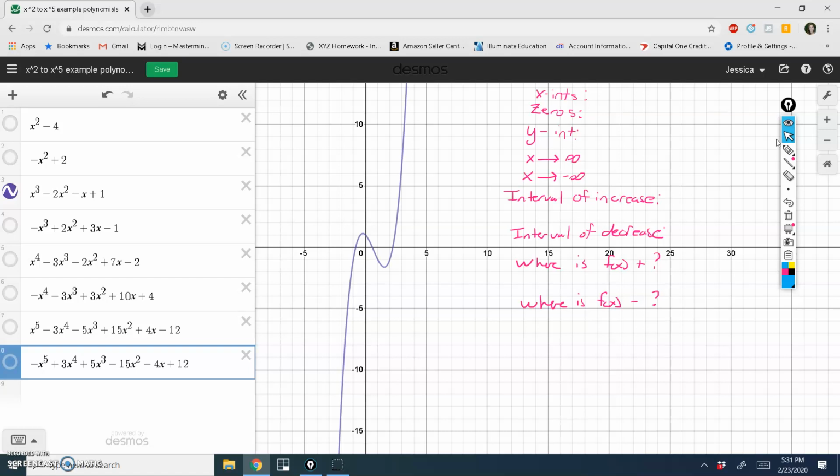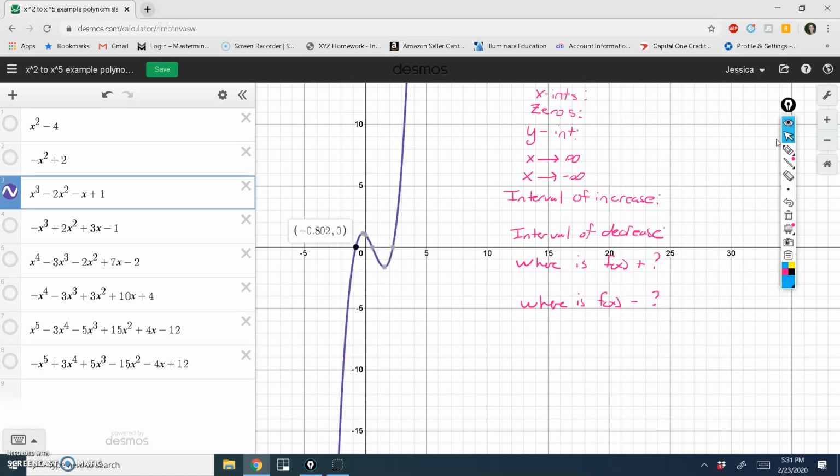Alright, where are the x-intercepts? Well, the x-intercepts are where the graph crosses the x-axis, so those three things are the x-intercepts. Okay, and I'm actually not even going to write these because that's just going to take up time. So negative 0.802, 0; 0.555, 0; and 2.247, 0. Right, those are the x-intercepts. That's where it crosses the x-axis.